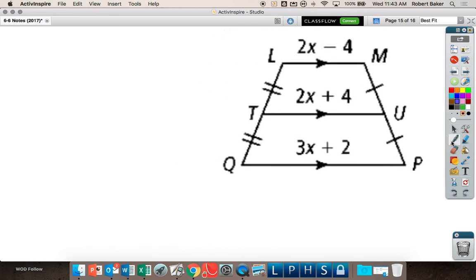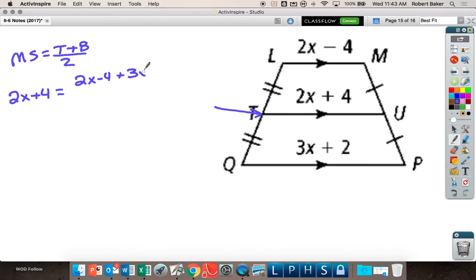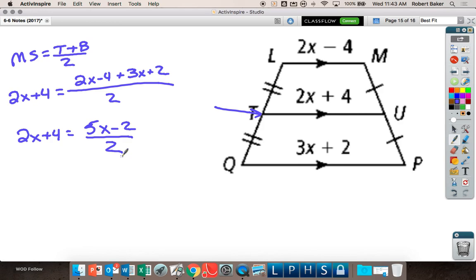Let me move it over here so I have room. So remember, the formula is the mid-segment is equal to the top plus the bottom divided by 2. You're just filling in quantities. What is the length of the mid segment? This is the mid segment. The top is 2x minus 4. So the first thing I would recommend doing is combining like terms. Multiply both sides by 2 to get rid of the denominator. And then you have to distribute this number.